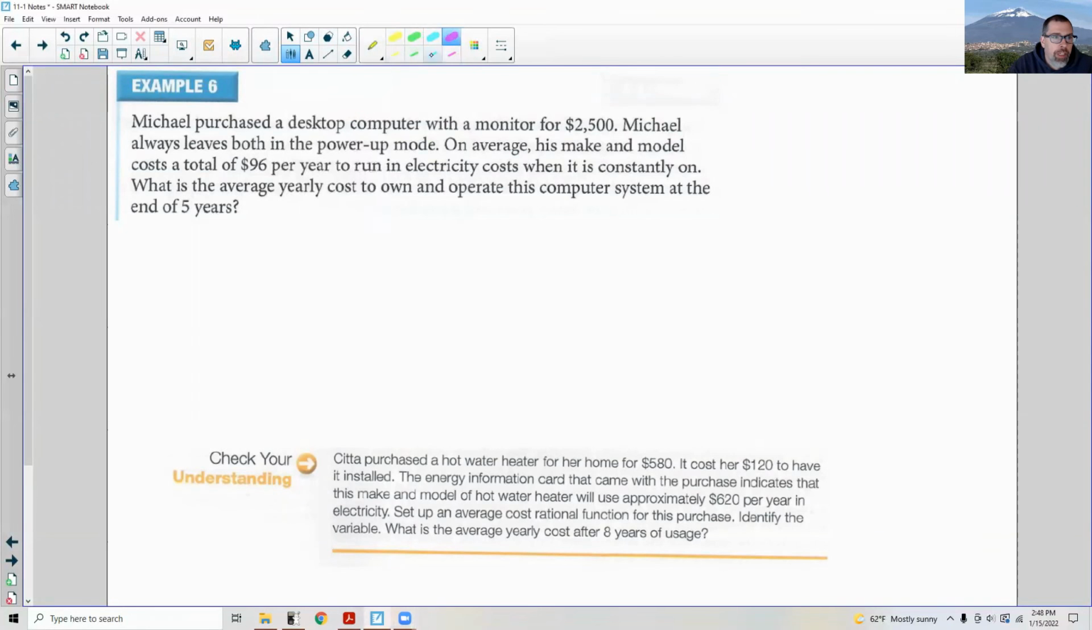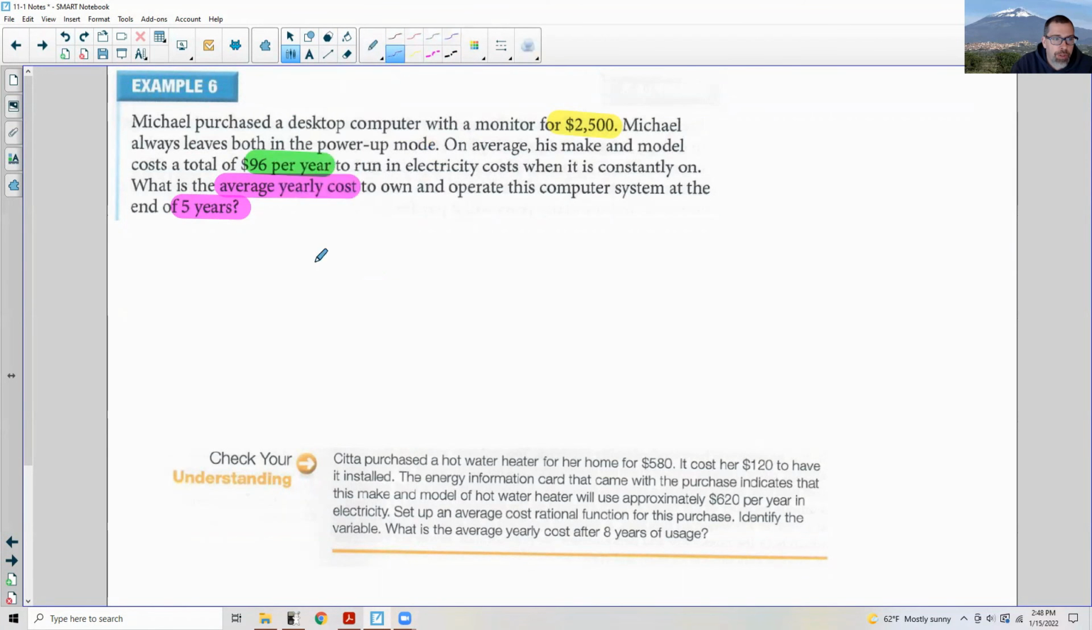All righty, example 6. Michael purchased a desktop computer with a monitor. It cost $2,500. Michael always leaves them both in power up mode. On average, his make and model costs a total of $96 per year to run constantly. What is the average yearly cost to own and operate this computer system at the end of 5 years? So average yearly cost after 5 years.